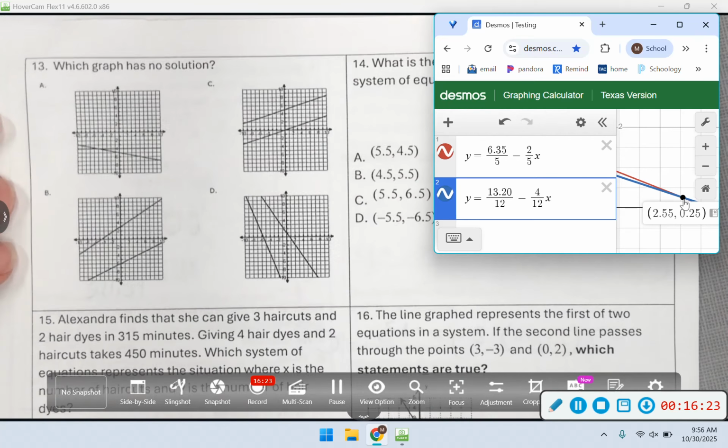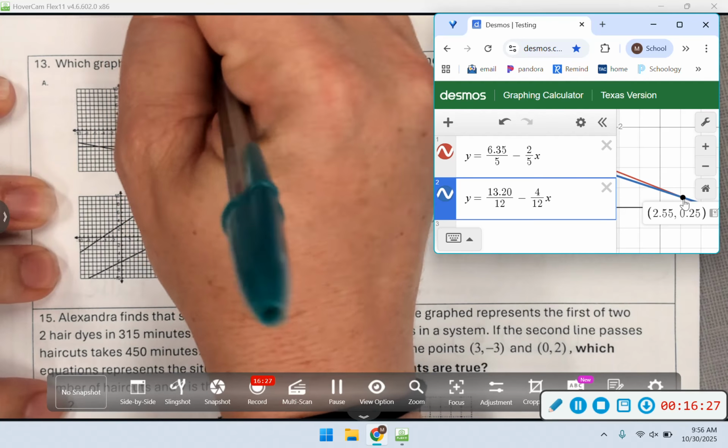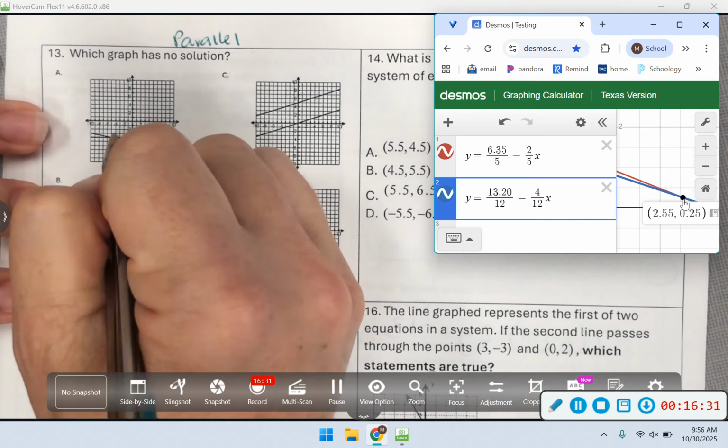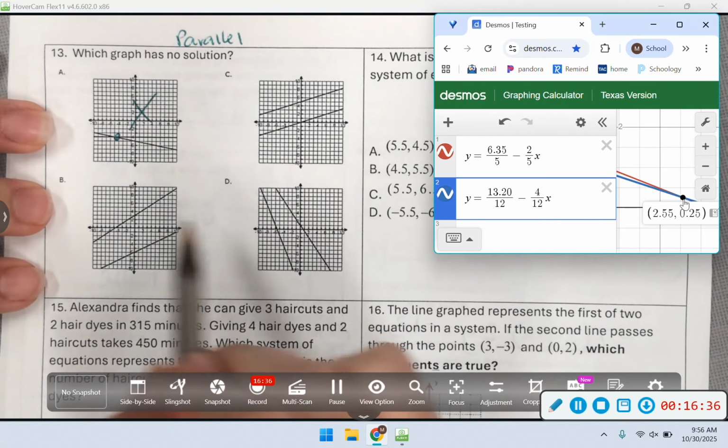Okay, number 13 says which graph has no solution? So remember, that means it's going to be parallel because they never touch. Not that I don't see them touch, but they never touch. Well, these two touch right here, so that obviously has a solution. We're not going to choose that one. But I don't see where these three touch.